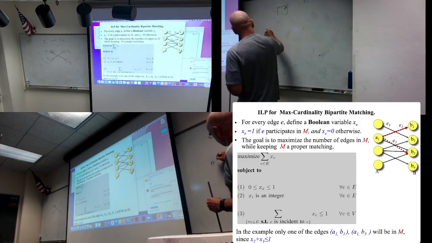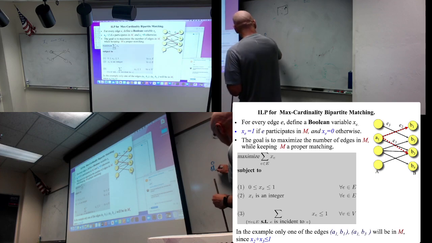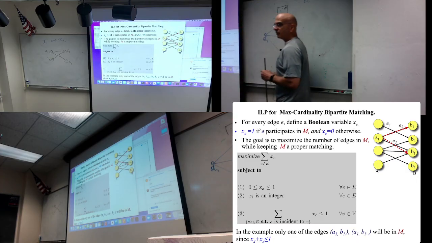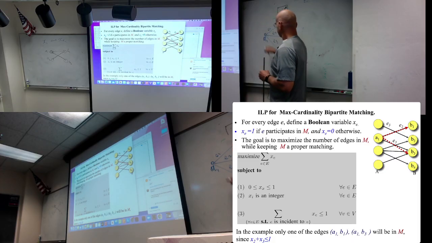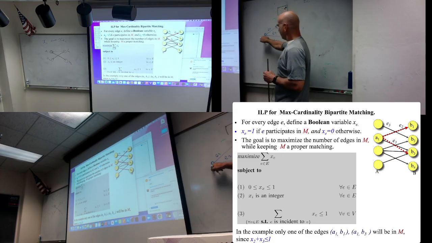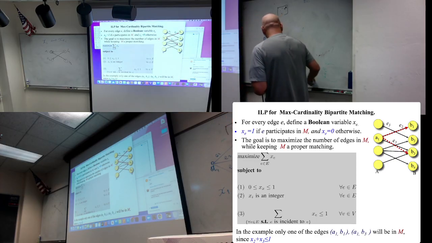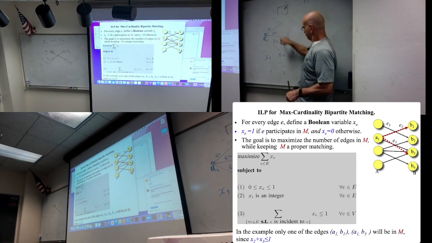So here is an edge, a vertex. Here is a vertex, A1, and here are 3 edges that are connected to it. Let's call them E1, E2, and E3. There are 3 variables that A1 needs to know about: X1, X2, and X3. X1 says, are we using the edge E1 in the matching? X2, are we using the edge E2? X3, are we using the edge E3?